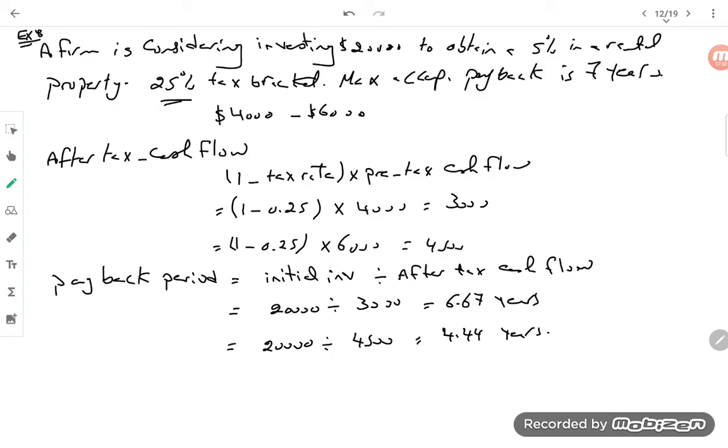So this means that the payback period will be between 4.44 years and 6.67 years. Both of them are lower than the maximum acceptable payback period, which is 7 years. So in this case, we are going to accept this investment project. The second technique that can be used is the net present value.